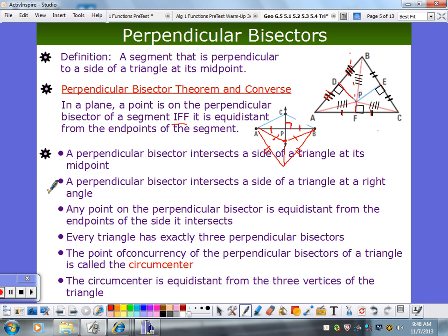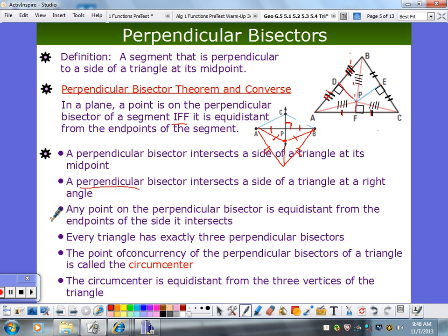Okay, so what else do we know? It intersects the side of the triangle at its midpoint. That's what it means to be a bisector. A perpendicular bisector intersects at a right angle because it's perpendicular. Any point on the perpendicular bisector is equidistant from the endpoints of that segment.